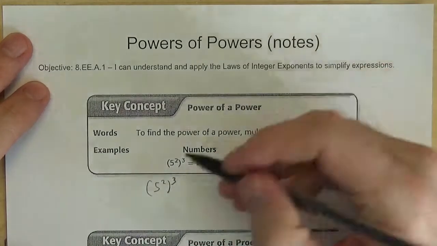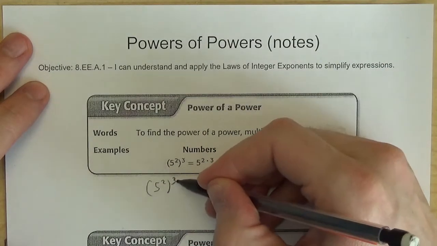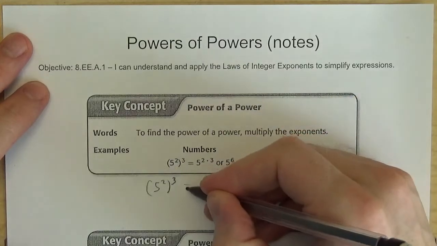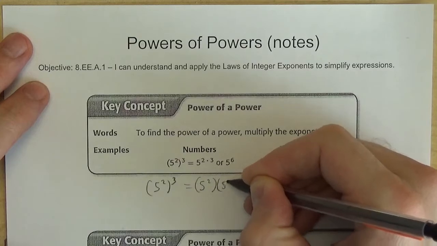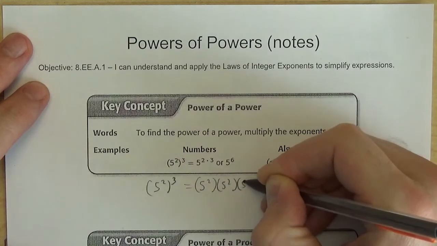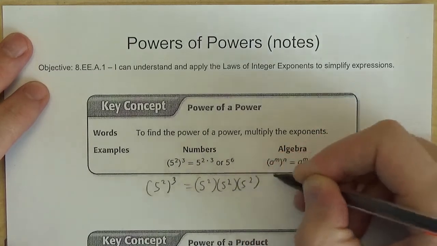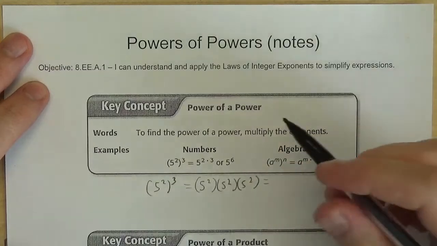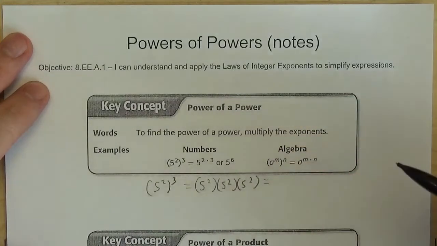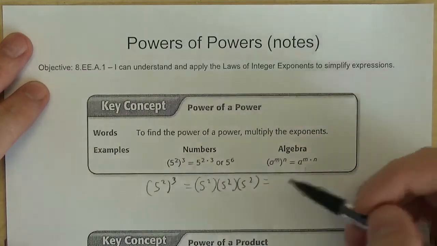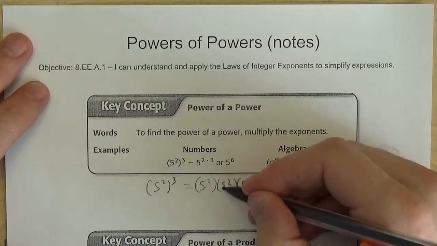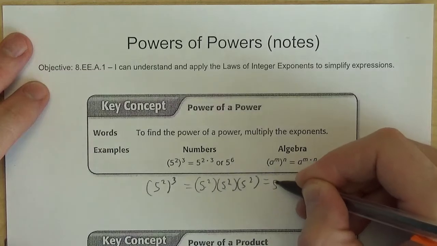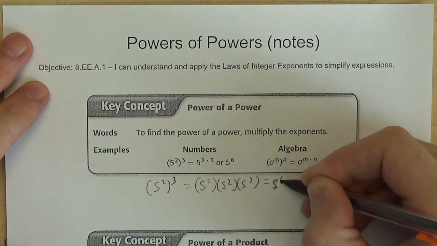So let's rewrite this real quick, 5 to the second to the third. Let's think about what that means. That means 5 to the second times itself 3 times. So I want you to rewrite this as 5 to the second times 5 to the second times 5 to the second, like that. As you can see now, what we learned about multiplying powers, these all have the same base, and then we would just add these exponents together, right? So 5 to the second, 5 to the second, 5 to the second, altogether 5 times itself 6 times.